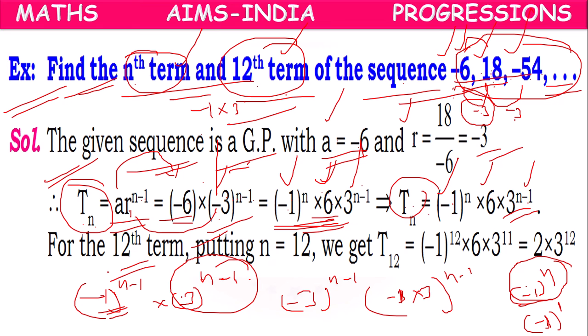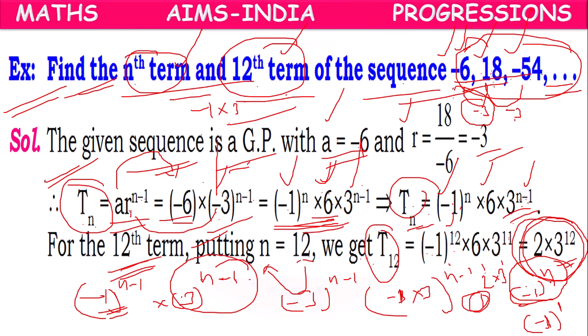If we want to find the 12th term, we have to put 12 in the place of n. So we will get T12, which is equal to minus 1 whole power 12, 6 into 3 power 12 minus 1, which is 11. Minus 1 whole power 12 equals 1. 6 into 3 power 11, or 6 can be written as 2 into 3. So 3 power 1 into 3 power 11 will become 3 power 12. So we can write it as 2 into 3 power 12. This is the 12th term value.